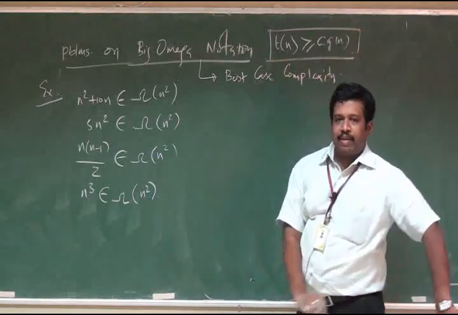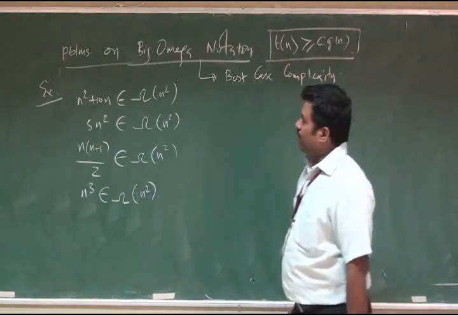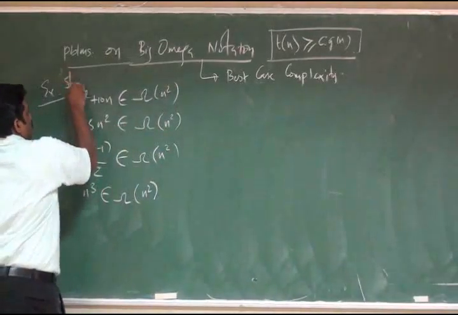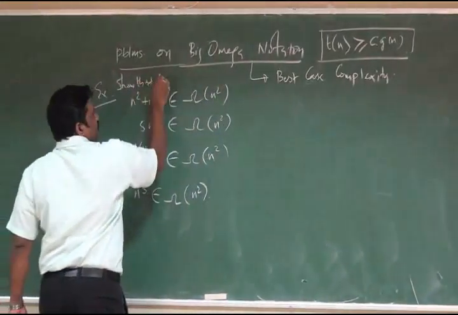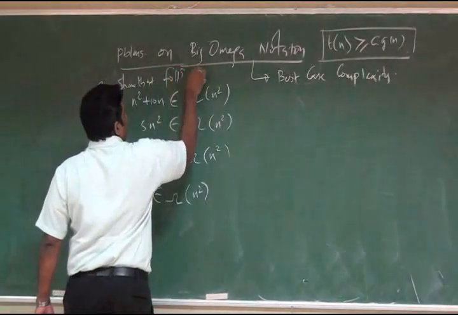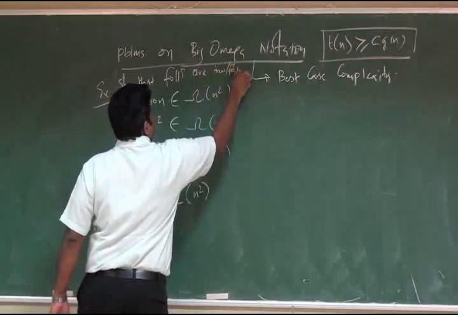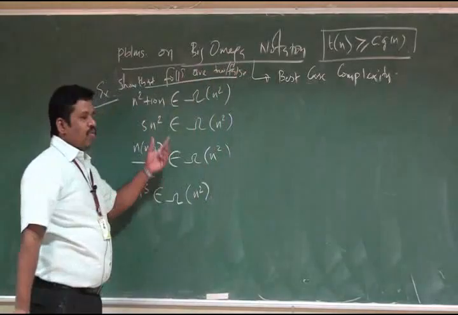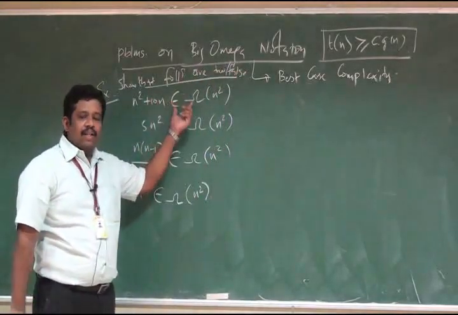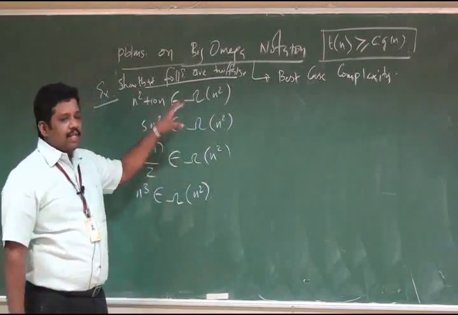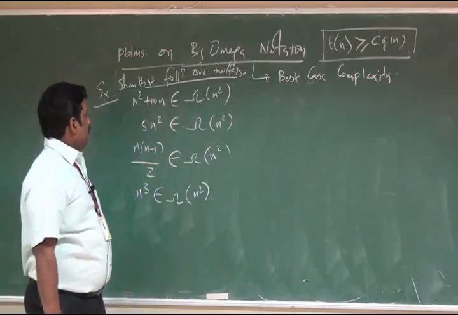This equation is supposed to be kept in mind. So the examples for this big omega notation: you have to show that the following are true or false. We are supposed to prove whether the expressions fall under the category of big omega notation or not. Let's see the solutions with respect to the big omega notation.